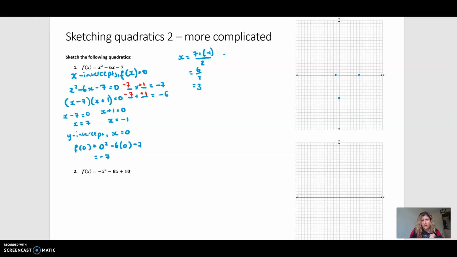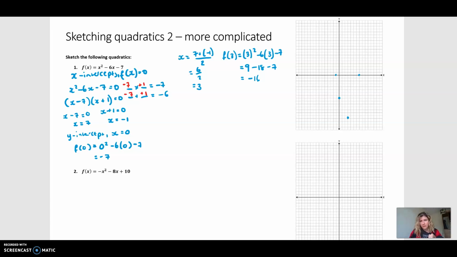And to find our y value, we find f of 3, which is 3 squared minus 6 times 3 minus 7. So that's 9 minus 18 minus 7. Negative 18 minus 7, that's negative 25. And negative 25 plus 9 is negative 16. So our turning point is going to be at 3, which is here, and negative 16. I think it's going to be around about here. I think that's our turning point there.